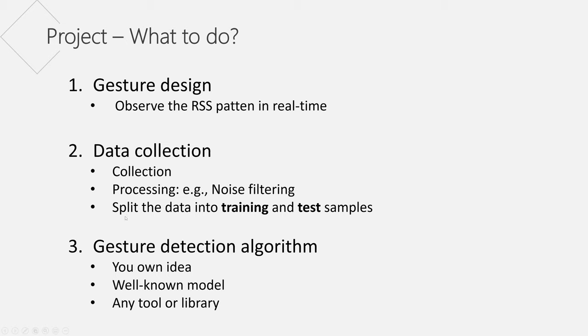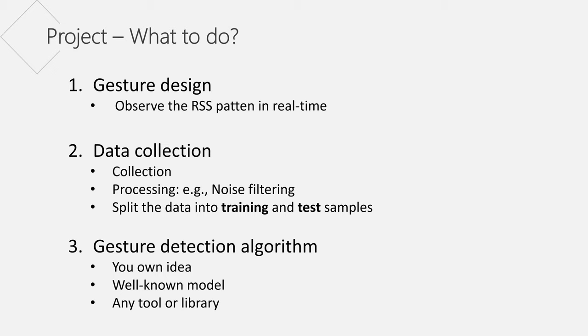And at last, you will also need to split the data into training and test data set. Like you can have 90% of your data to train or build your model offline, and you have 10% of the samples used to test your model. Does that make sense? Especially if you are using machine learning.